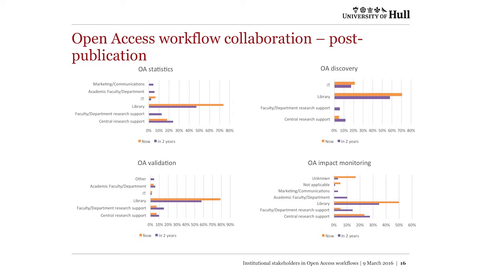Predominantly still the library, but trying to involve research support more. Open access validation: are the publishers actually doing what they say they're going to do? Because we've got lots of evidence that they don't. Again, trying to spread that out and get people more involved in that area. And likewise, open access impact monitoring, getting more people involved in actually doing that for themselves and embedding open access within that activity.